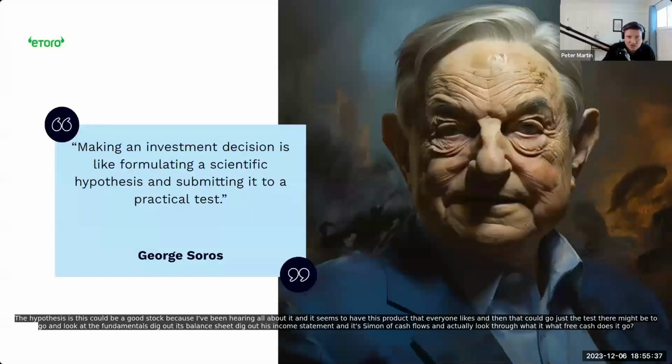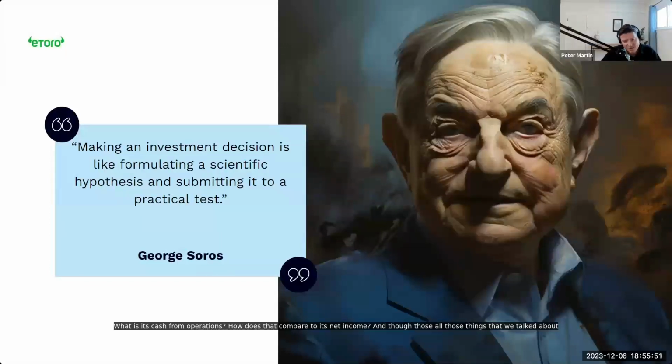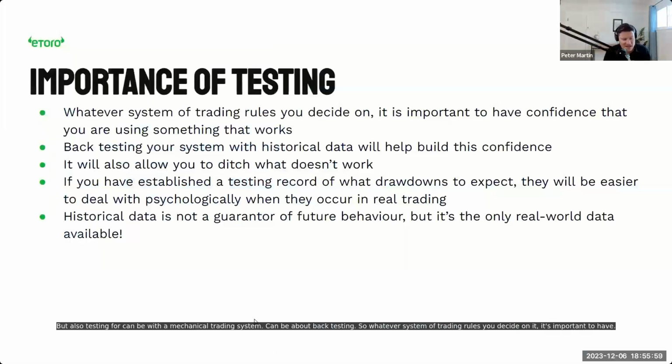And then the test there might be to go and look at the fundamentals, dig out its balance sheet, its income statement and its statement of cash flows, and actually look through what free cash it has got, what is its cash from operations, how does that compare to its net income, and all those things that we talked about. But testing can also be done with a mechanical trading system, through back testing. So whatever system of trading rules you decide on, it's important to have confidence that you're using something that works. We talked earlier in this presentation about wanting something that's got an edge.